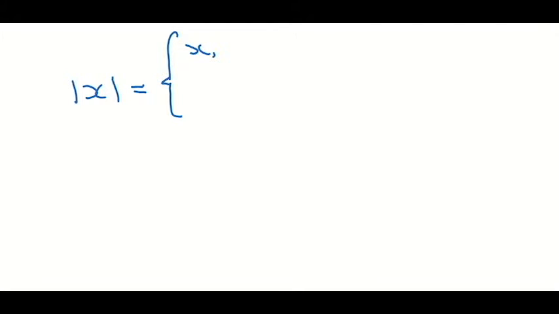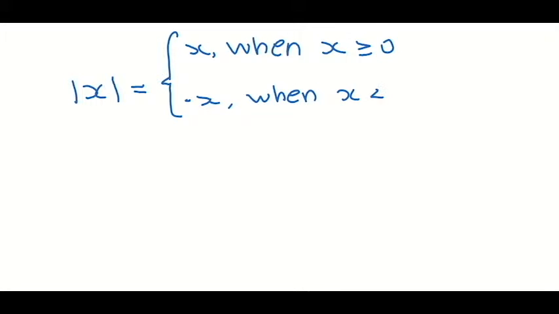Absolute value refers to the magnitude of a real number function without regard to its sign, or simply the displacement from the origin. Formally, the absolute value of x is represented as a piecewise function: the absolute value of x equals x when x is larger than or equal to 0, and the absolute value of x equals negative x when x is less than 0.